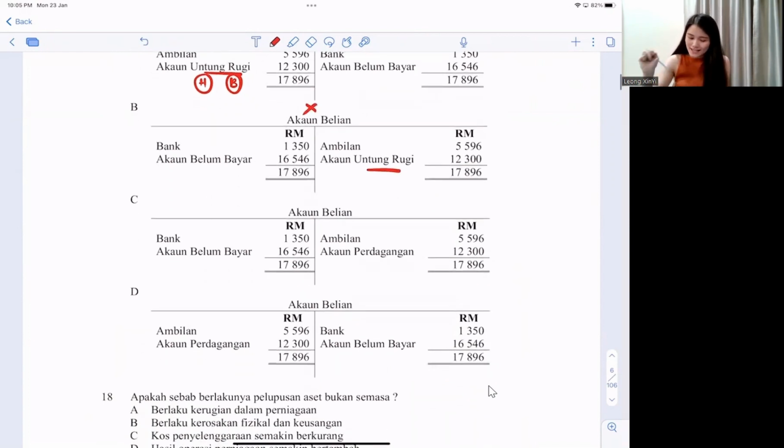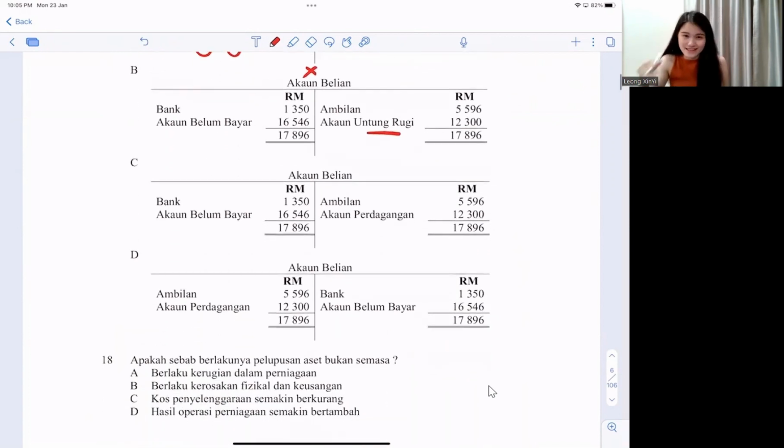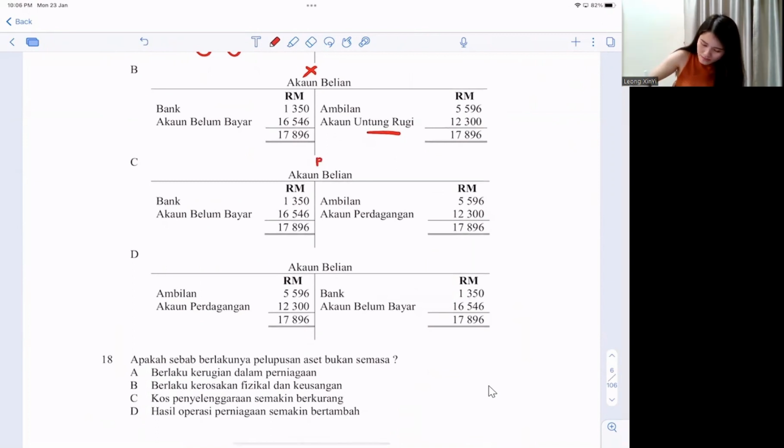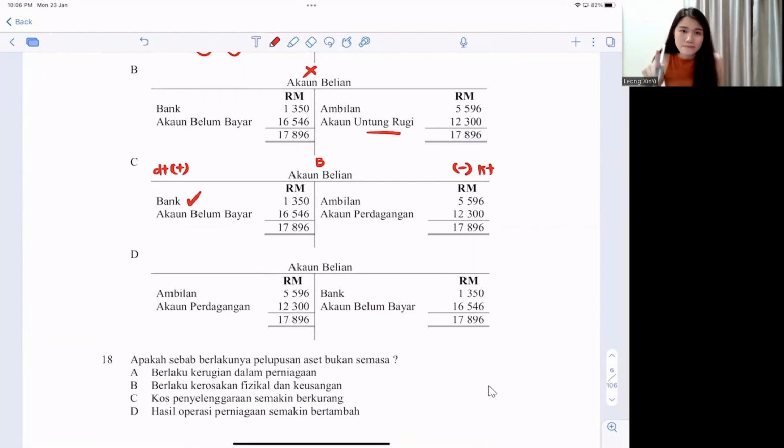Okay. Now the C is correct with account perdagangan, but let me take a look at it. You see, belian is considered belanja first. Positive is the debit side, negative is credit. So having bank here is the correct direction because I buy with cheque, so belian bertambah. I buy secara credit, I put account belum bayar on the positive side, that's correct. While ambilan makes belian lesser, yes, because when you take a barang niaga out, it gets lesser. So account perdagangan is put on the credit side. Is that correct or not?